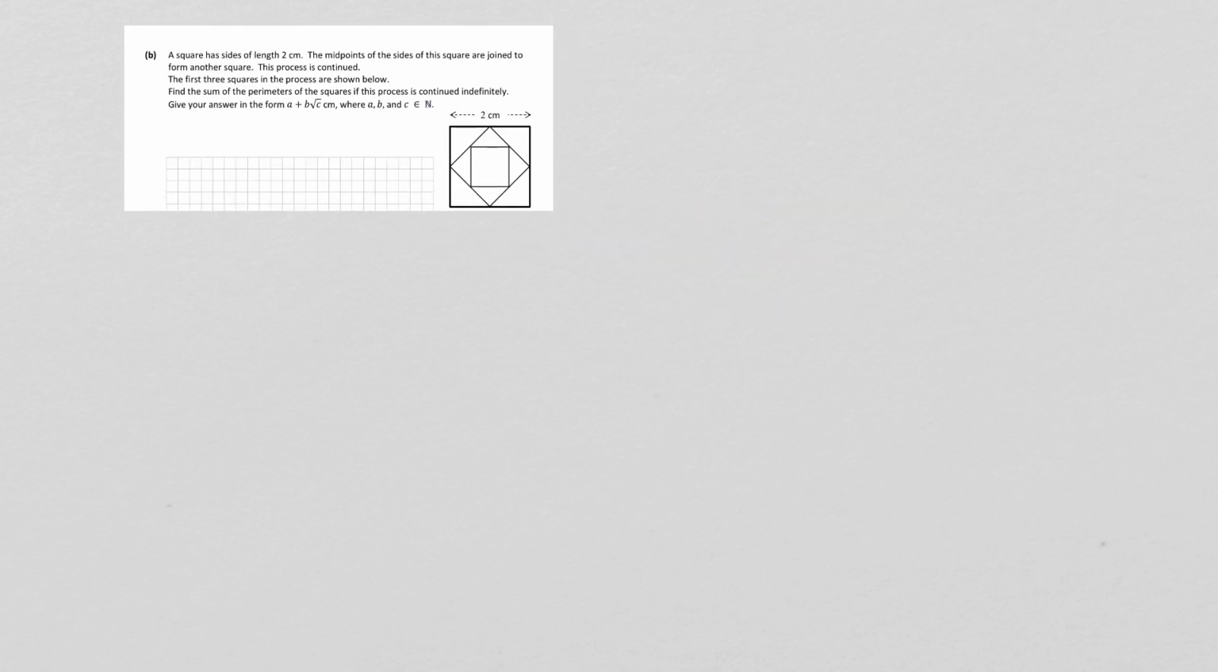So in B we have a square of sides of length 2 centimetres. And we're told the midpoints of these sides are joined to form another square. And this process is continued. And we're given the first 3 squares shown in the diagram. We're told to find the sum of the perimeters of the squares, and we're told that this process continues indefinitely.